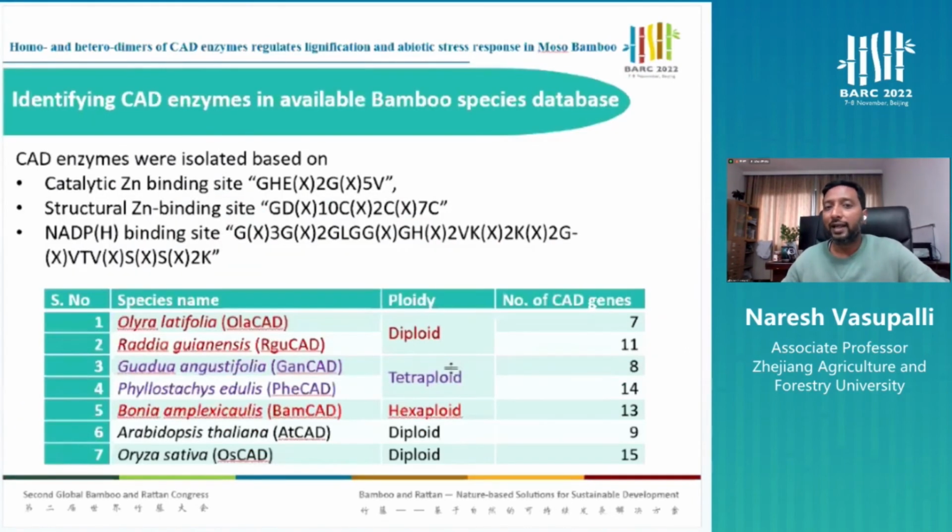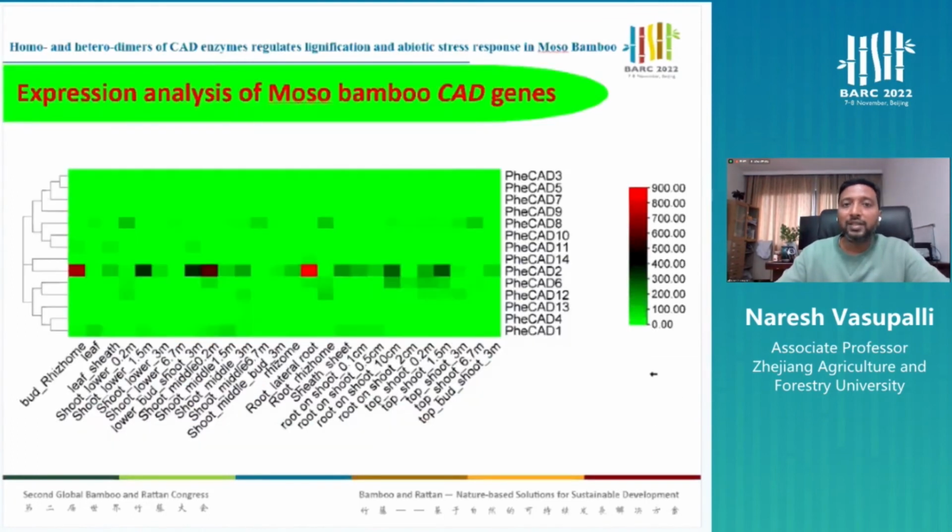We isolated CAD enzymes based on catalytic zinc and structural zinc binding sites and NADP binding site. Moso bamboo has 14 copies of CAD genes. Based on the expression analysis of Moso bamboo CAD genes, 5 CAD genes are expressed in most of the tissues, but among them, CAD1, CAD2, CAD8 are expressed in most of the tissues. So we selected these genes for further experiments.